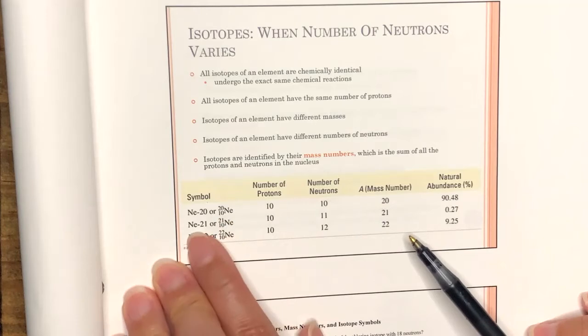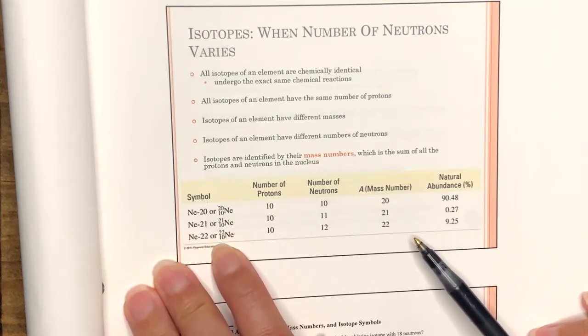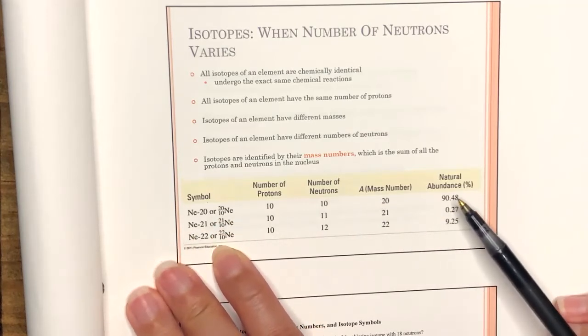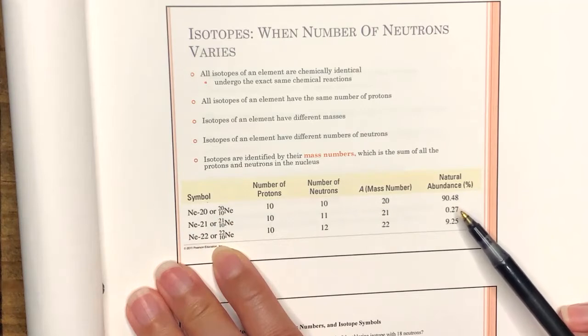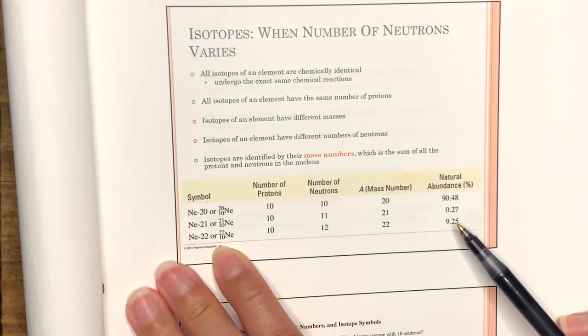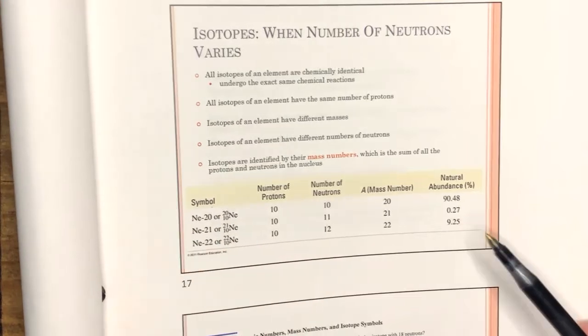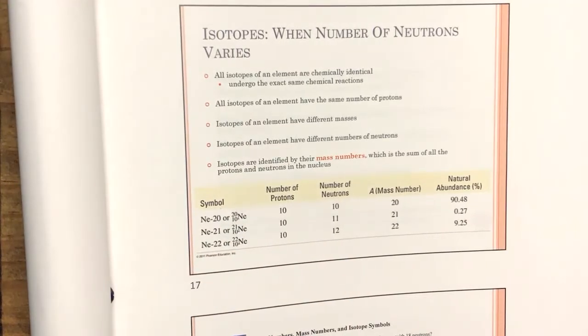And then you can see there's neon 21, 21/10, neon 22, 22/10. You can tell the majority of the neon isotopes are actually in the 20/10 form, and very little of it is the 21/10, and about 9% of it is in 22/10. So these isotopes are not always equal in abundance. One will be more prevalent than the others. While we are talking about isotopes, remember isotopes have the same number of protons, but a different number of neutrons, okay?